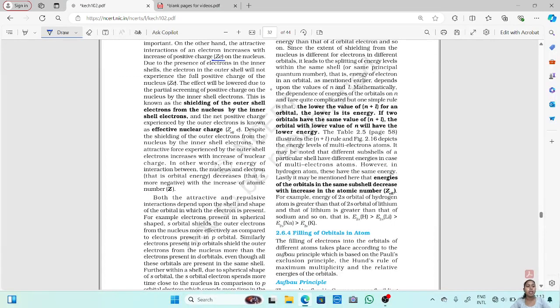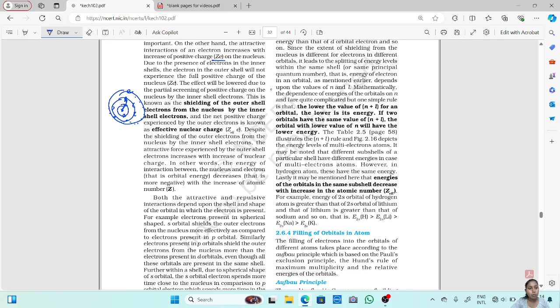Now, consider the presence of electrons in the inner shells. The electron in the outer shells will not experience the full positive charge of the nucleus, right? Because this is the nucleus, this is one orbit, this is another orbit. Here there are electrons, here also there are electrons. If I add one more orbit, on that orbit also there will be electrons present. But the attraction that these inner electrons feel will be more than the electron present on the outer shell. They will feel less.